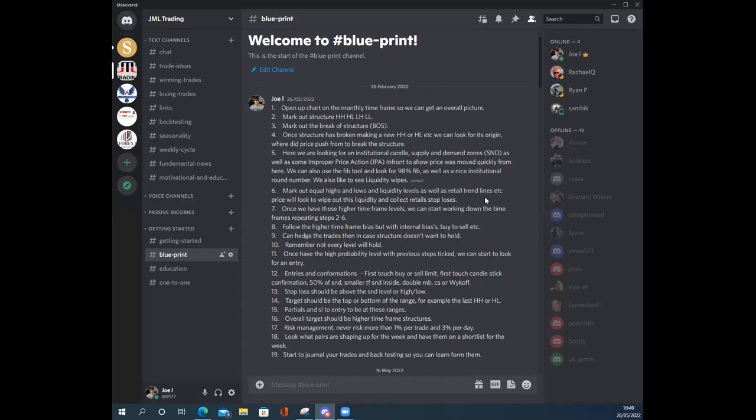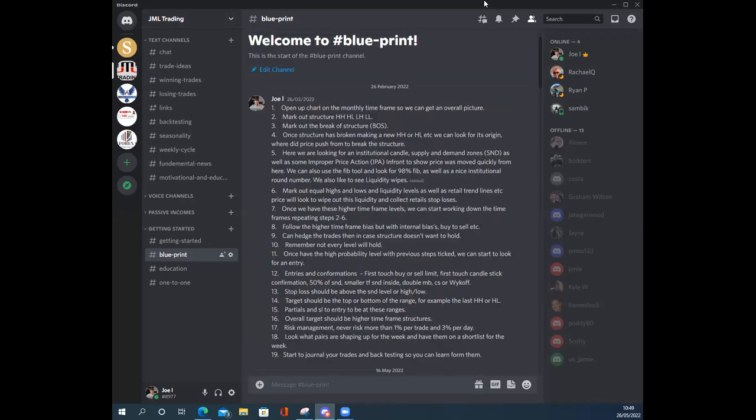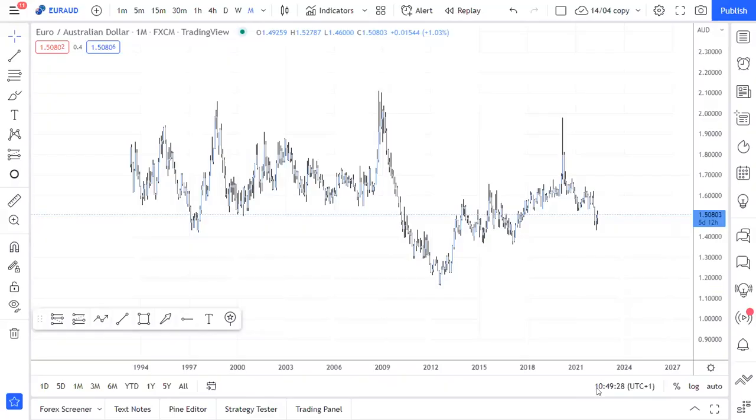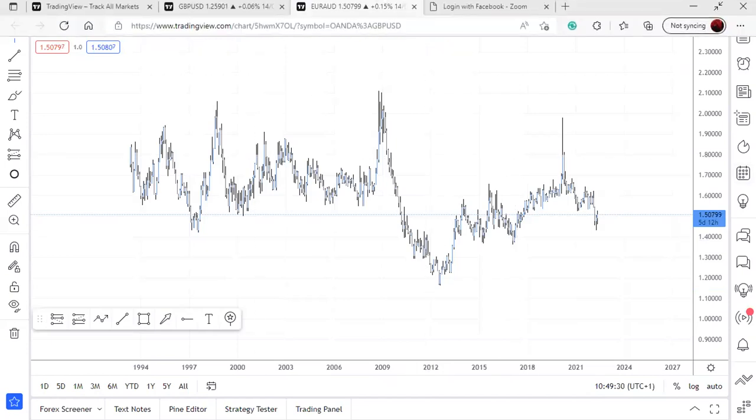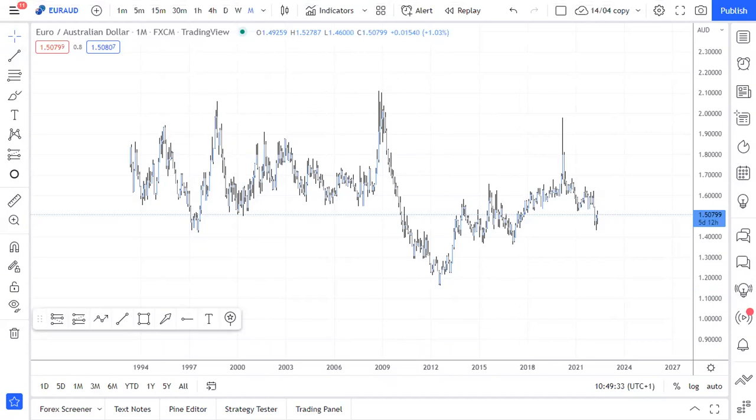In this video, we are just going to be running through the blueprint that is shared in the Discord channel. We're just going to follow a step-by-step guide. Today, we're going to be using EA. So if we switch over to the charts, let's just have a look what we've got. Switched over to the right one. Okay, so we're going to be using EA.